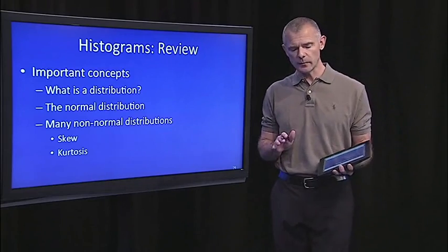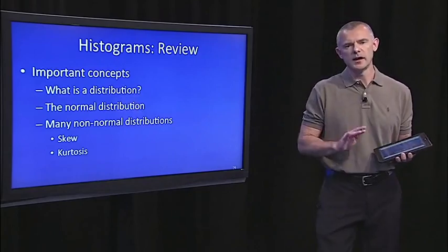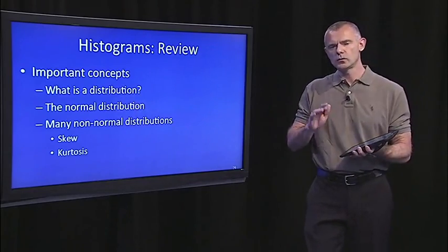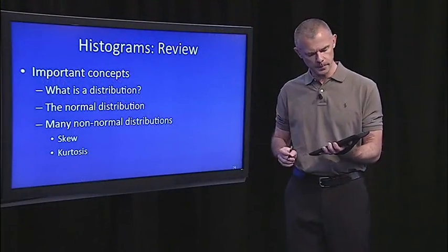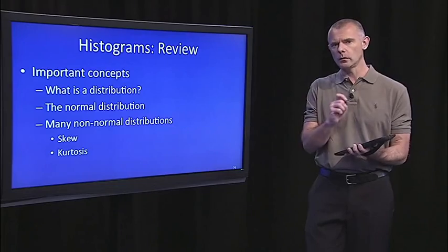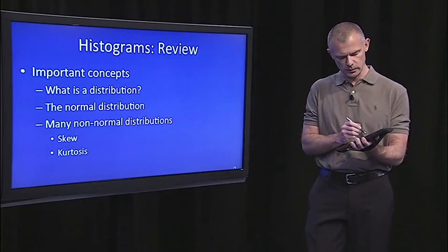So to review this segment on histograms, the important concepts to take away are just one, what do I mean when I say a distribution? I mean a distribution of scores in a sample on some variable. We're going to use that normal distribution a lot. We're going to assume that some of our variables are normally distributed. We'll question that assumption, but we'll assume it. And we'll learn how to spot non-normal distributions by looking at skew and kurtosis.